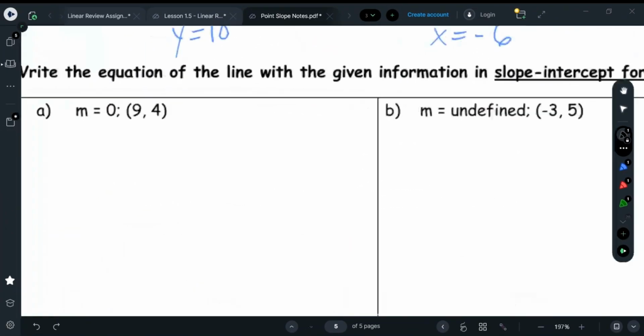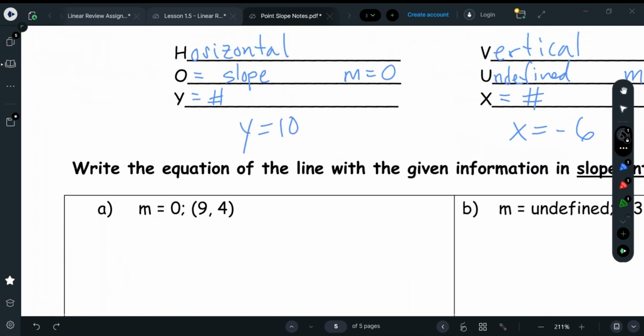Okay, let's take a look at these examples. We'll start with example A. It tells us here the slope is 0. A slope of 0 means you have a horizontal line. A horizontal line always has an equation that's just y equals some number. So what number could it possibly be here? Well, let's take a look at the point of this line. This is the x value, this is the y value. There it is. That's going to be our y value, and the equation of the line is simply going to be y equals 4. That's all you got to do.